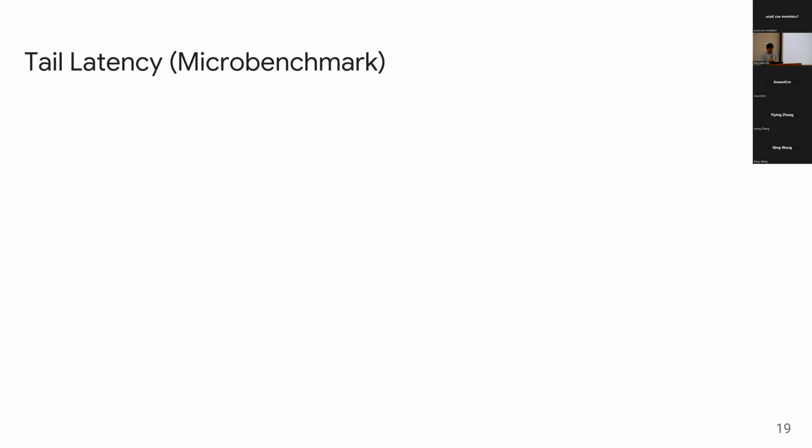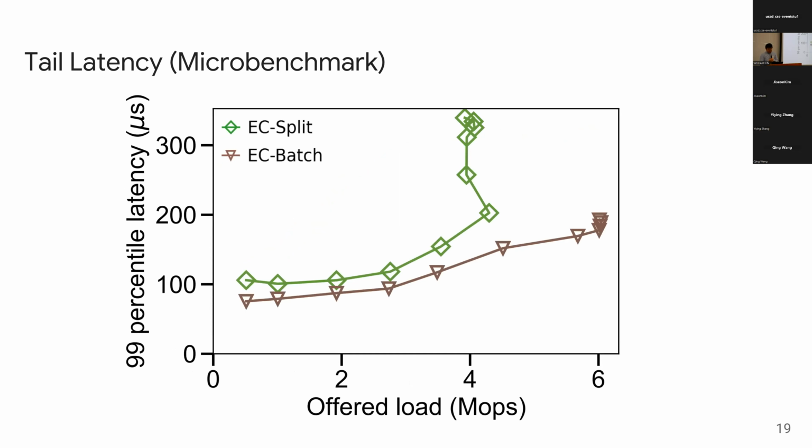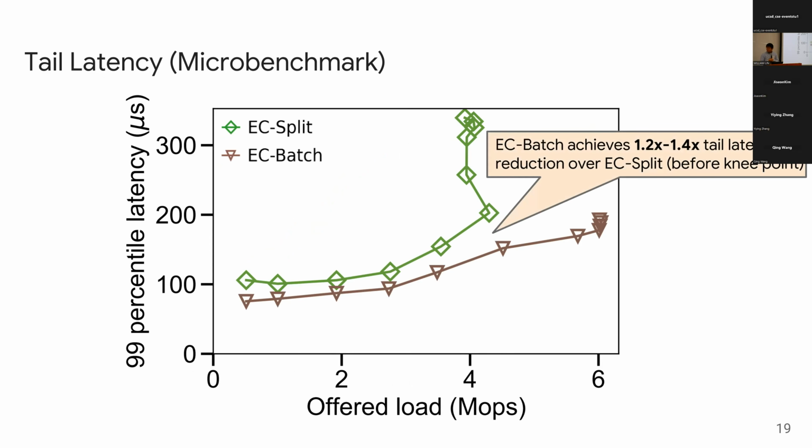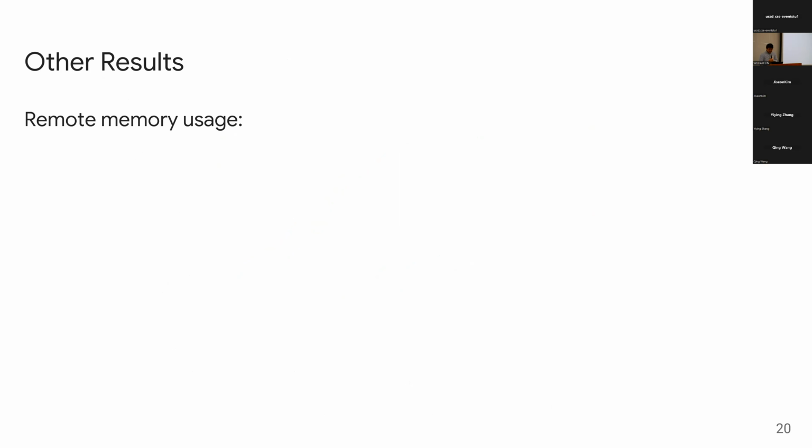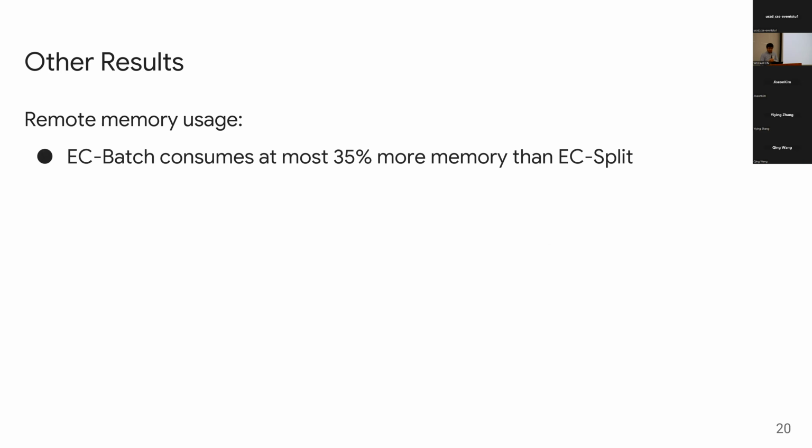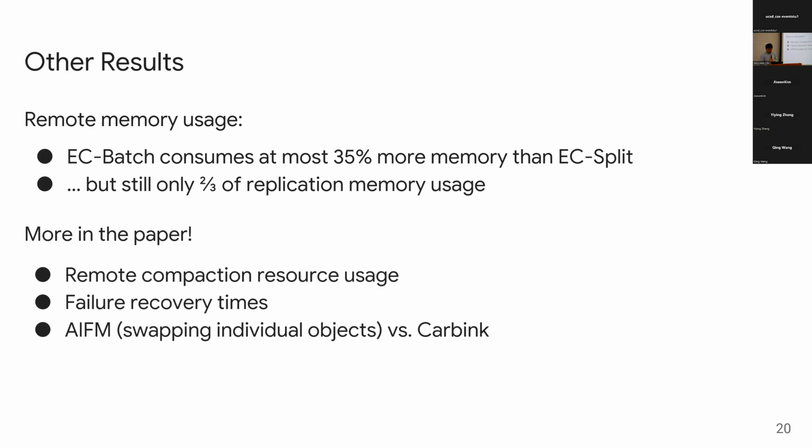Next, swapping tail latency. In this figure, the x-axis is the throughput of accessing remotable objects, while the y-axis shows the 99th percentile latency of these accesses. Overall, we found EC batch achieved 1.2 to 1.4x tail latency reduction over EC split. This is because EC batch only needs a single IO operation per data fetch. As for memory usage, EC batch has at most 35% more memory usage than EC split due to remote compaction being off the critical path. But this is still only 2/3 of replication memory usage. There are more results in the paper, so check it out.